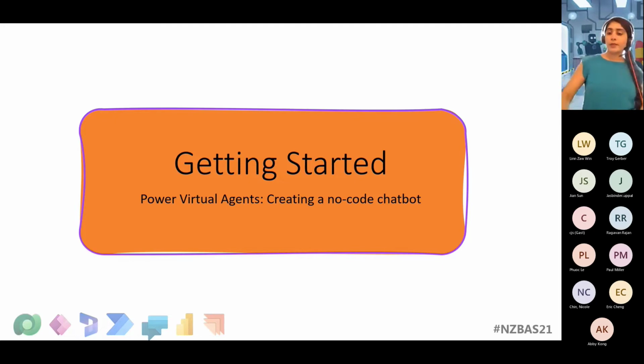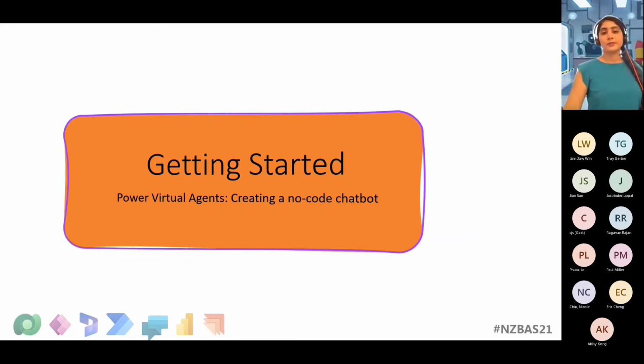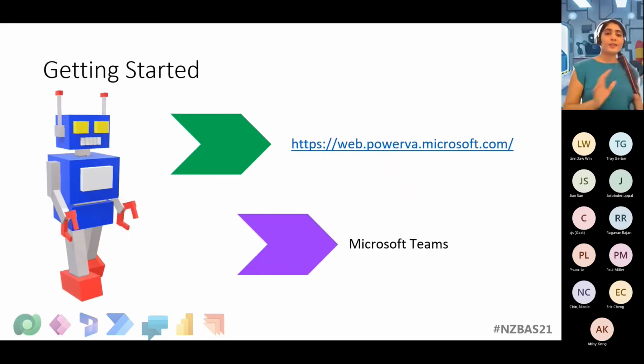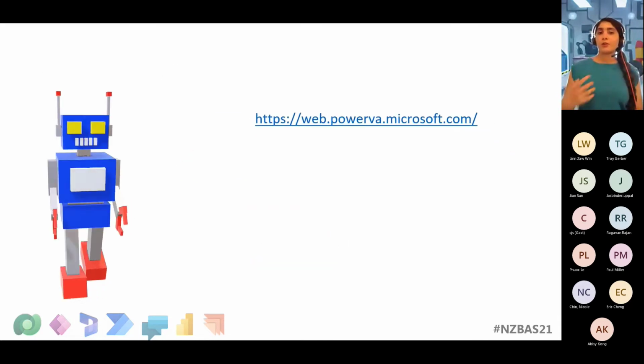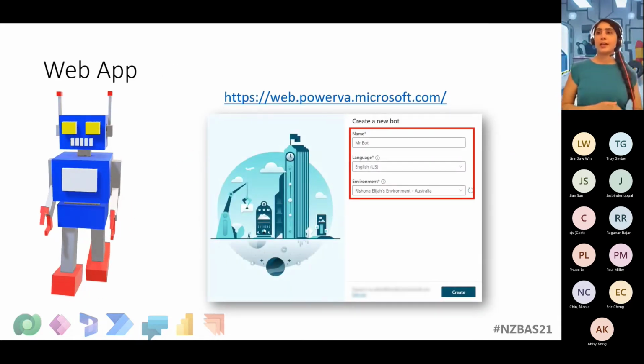So this is how we can go ahead and get started now. There are two ways that we can go and build our bot. There's the usual web URL, which is the website we go to for Power Virtual Agents, or we can also build these directly in Microsoft Teams. But the one I'll focus on for the main part of today will be the typical website where we go and build this all out.